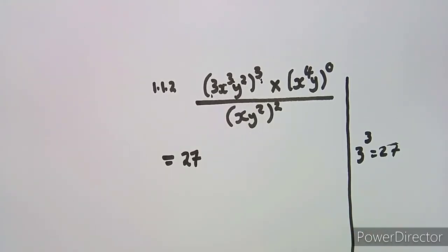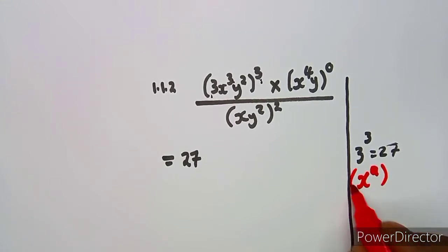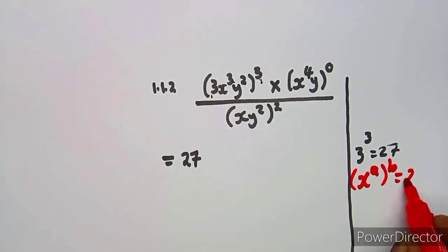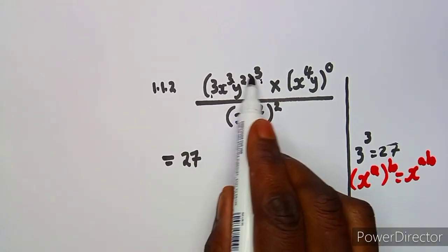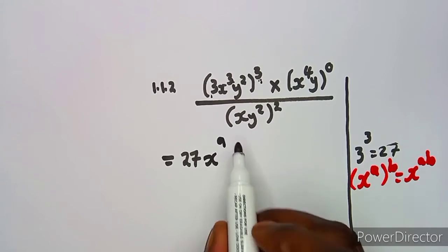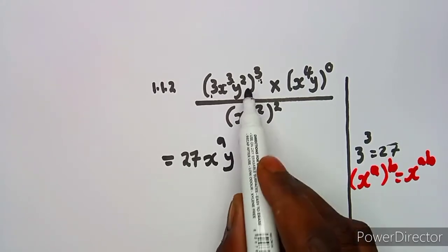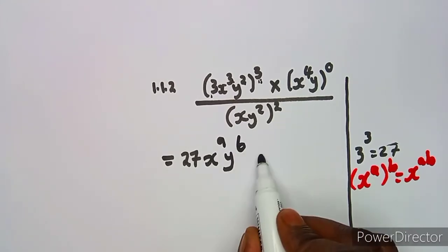And here there's an exponent and there's an exponent. So take note, guys, from your law that x to the exponent of a to the exponent of b gives you x to the exponent of ab. You multiply the exponents. So in this case, you multiply 3 and 3, which is 9. All right, then you do the same for y. Here is 2 times 3, which is 6.